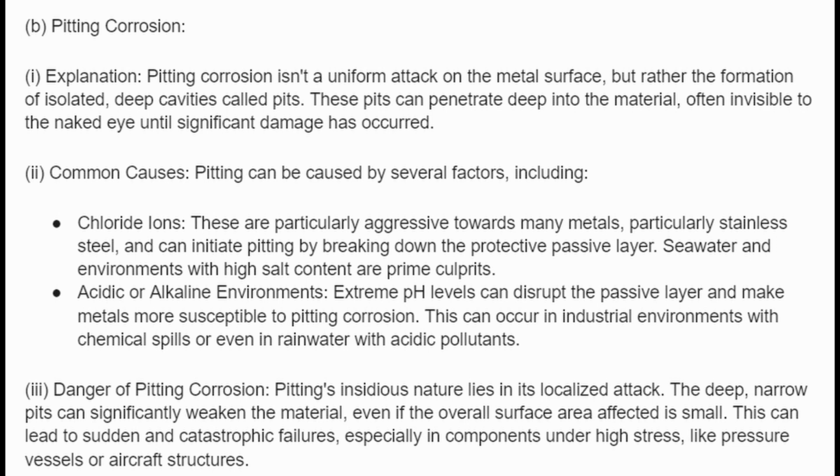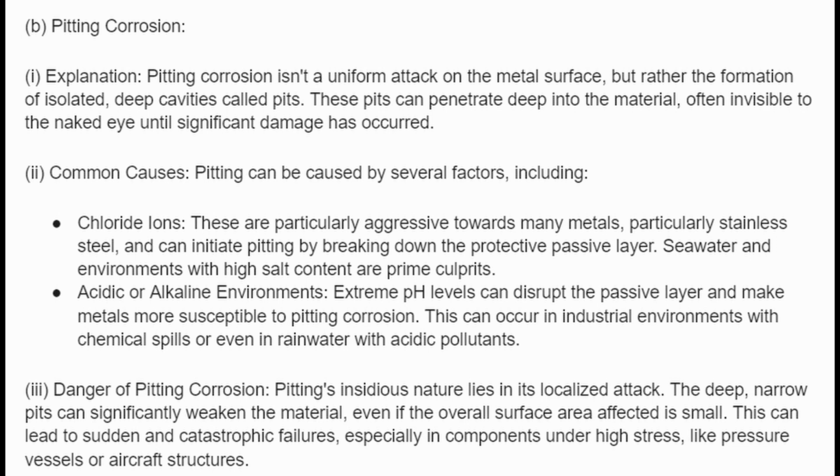B. Pitting corrosion. 1. Explanation. Pitting corrosion is not a uniform attack on the metal surface, but rather the formation of isolated deep cavities called pits. These pits can penetrate deep into the material, often invisible to the naked eye, until significant damage has occurred. 2. Common causes.